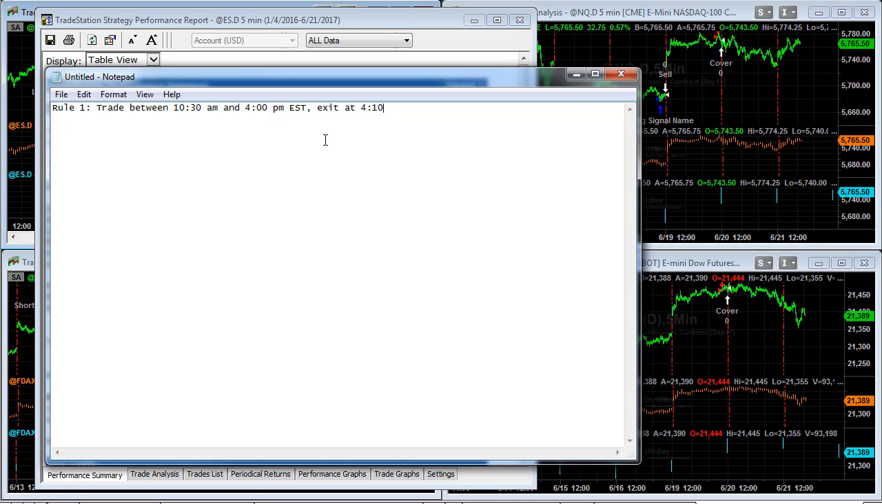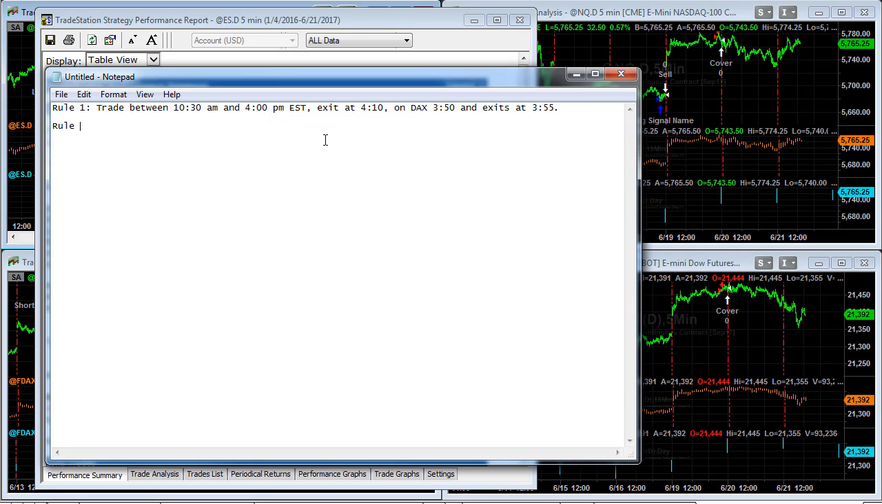On the DAX, it goes to 3:50 and exits at 3:55 because the DAX closes at 4 o'clock. The E-mini S&P, E-mini Nasdaq, and E-mini Dow all exit at 4:10, or close at 4:15. So you have 15 minutes. You have to move your window back 15 minutes for the DAX.